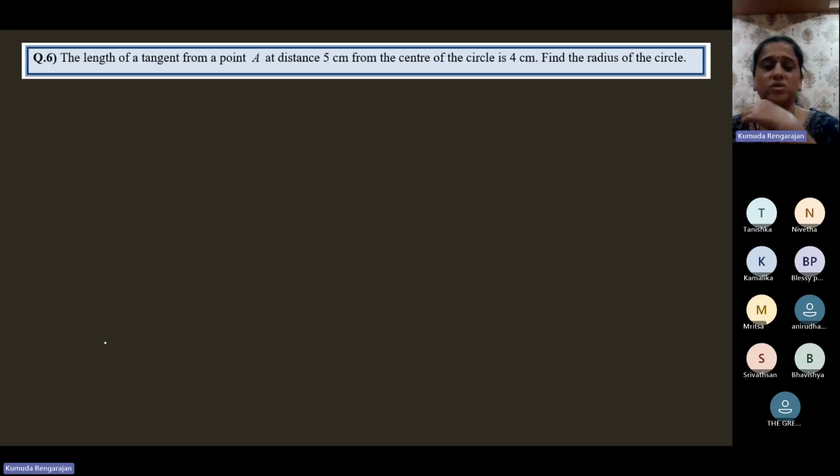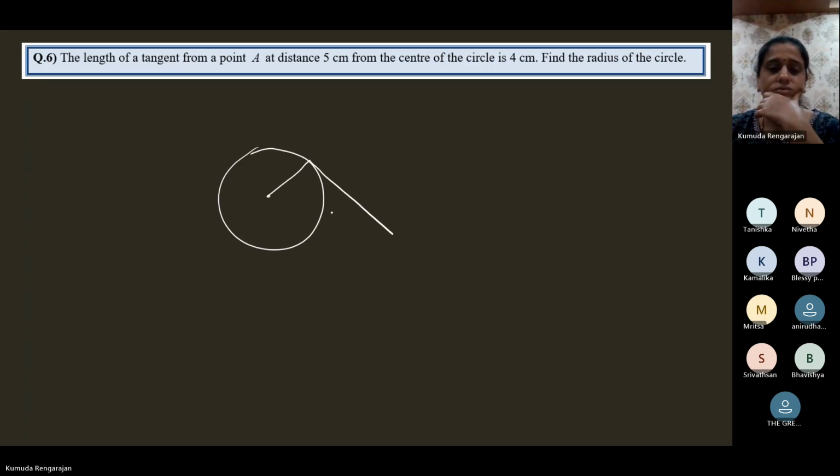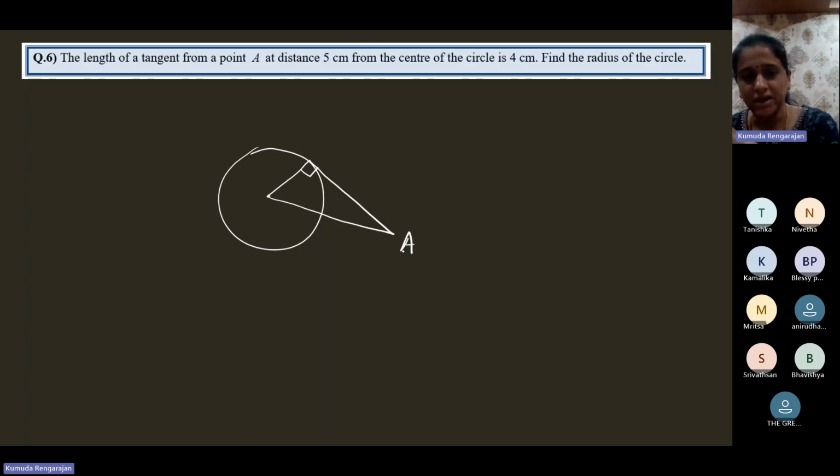This also, that figure, I told you. The length of a tangent from a point A at a distance 5 centimeters from the center. So the distance of this point A from the center is 5 centimeters. The length of the tangent is 4 centimeters. Find the radius of the circle. Please, you need to read this carefully.